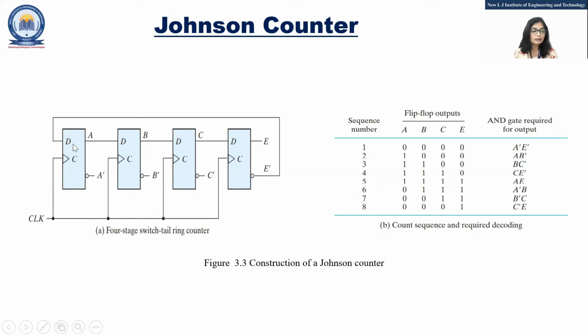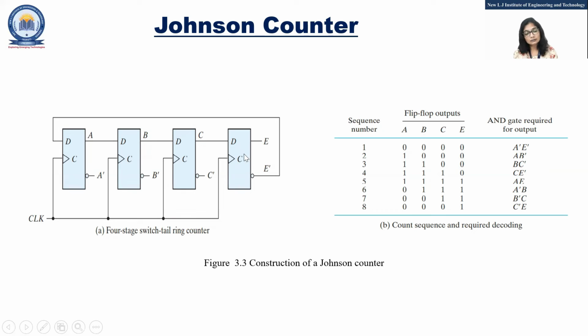This one I am applying to this flip-flop D. Input D is equal to 1. So if D is 1, then A is 1. So in the second clock pulse, output will be 1, 0, 0, 0. You can see here in this truth table also 1, 0, 0, 0. This is about the second clock pulse.